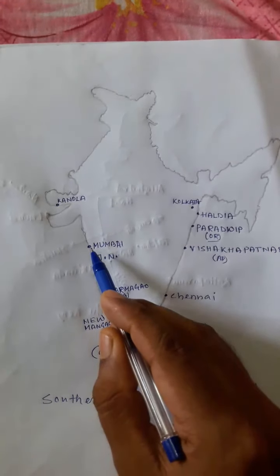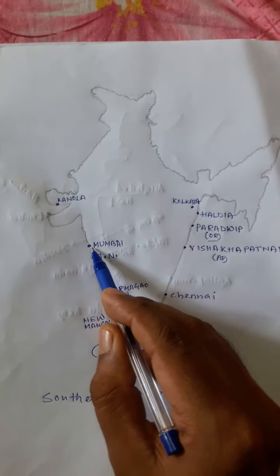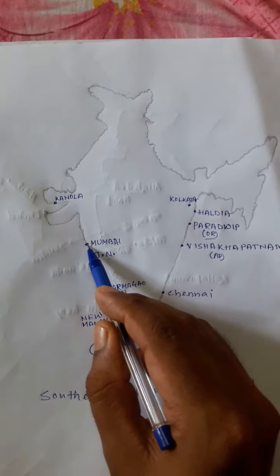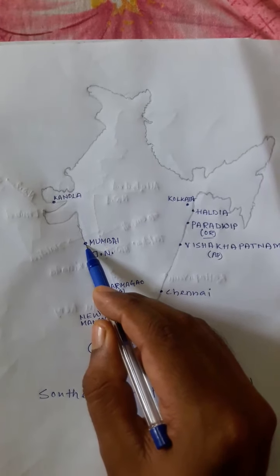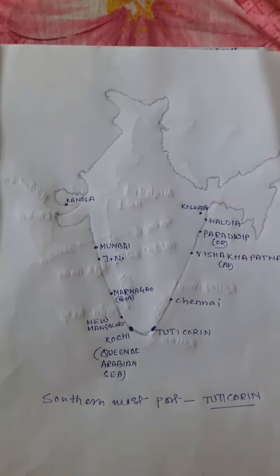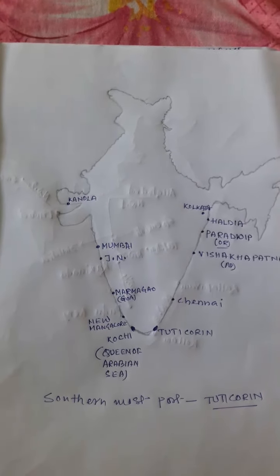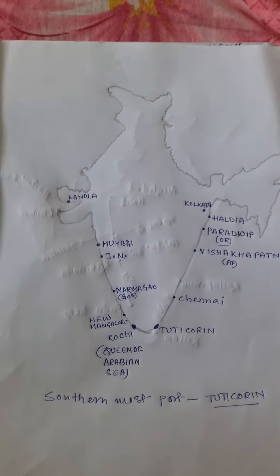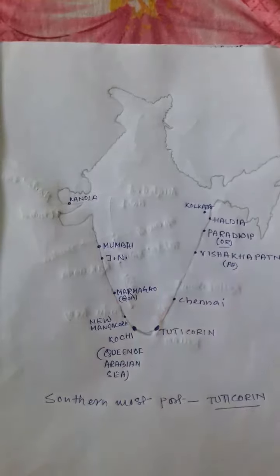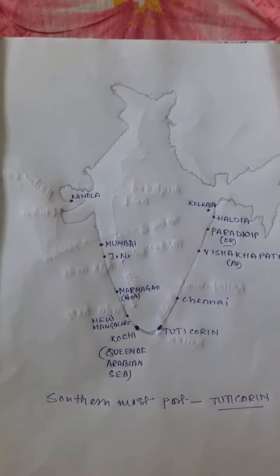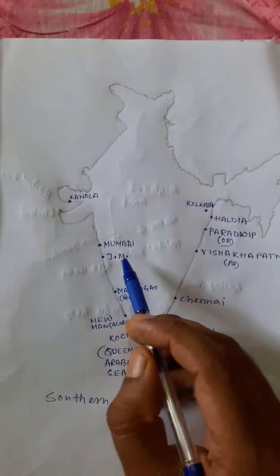So this is the Mumbai port, the seaport on the western coast of our country. But due to heavy congestion, so much traffic is generated here. Since it is the biggest port in our country, in order to reduce this congestion, another port was developed here, that is Jawaharlal Nehru Port.